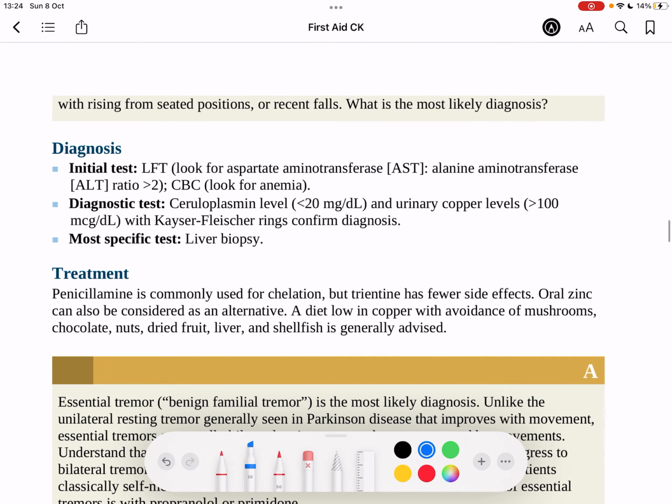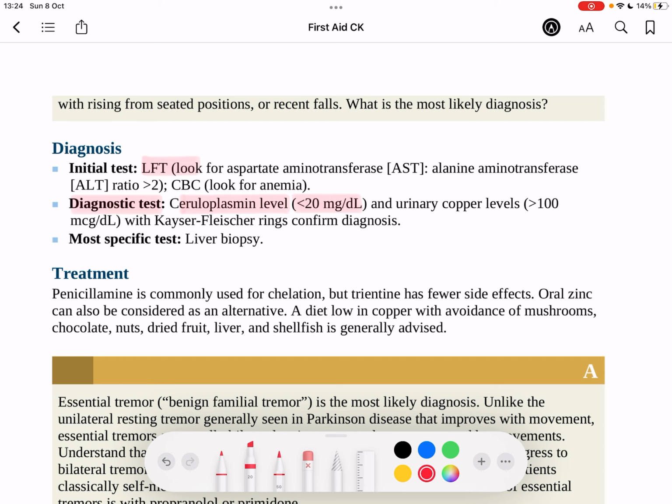So how do we diagnose patients with Wilson's disease? The initial test, given that we have a suspicion for Wilson's disease, will be my LFTs. Why? Because I'm going to be looking for an elevation of AST, my ALT, and even a complete blood count to look for some other things like anemia. My diagnostic test is going to be a mixture of things. It's going to be checking the ceruloplasmin level, which is going to be low.